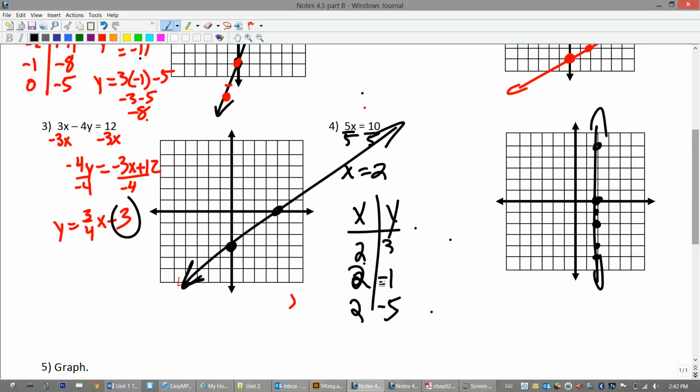Okay, the rule says x is 2. There's no rule for y. Y can be anything it wants. It has no rule. Life without bounds. Wow. Crazy.